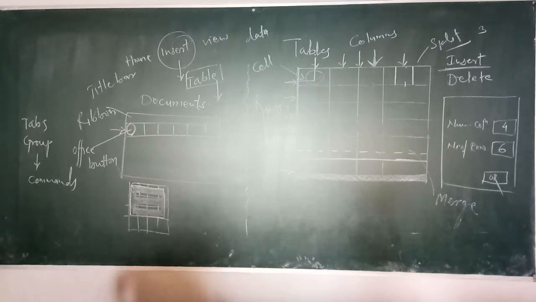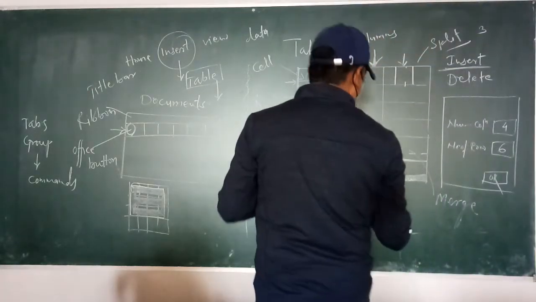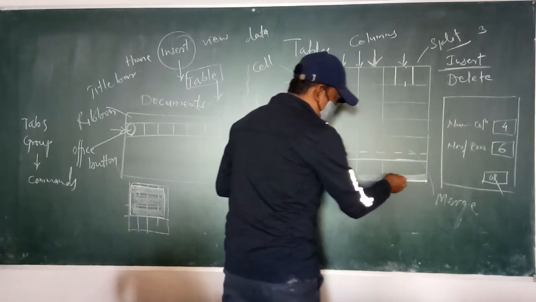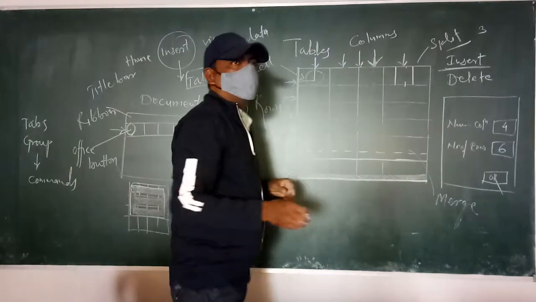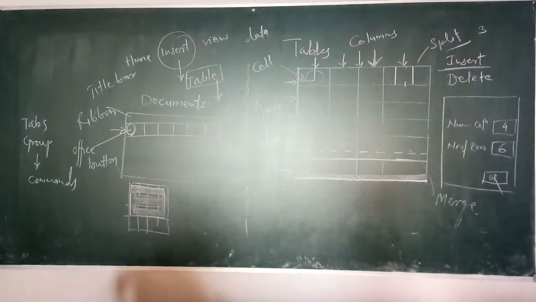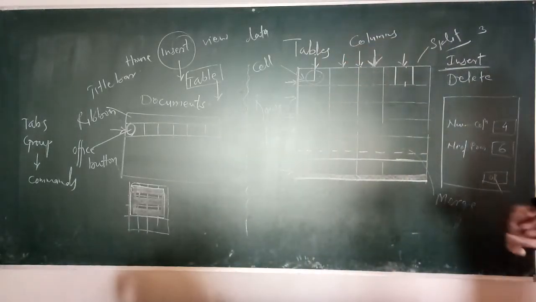Understood everyone? Or you can use a double line border. Different border styles are given here. In that option, different border styles are given. You can choose any style from that list.